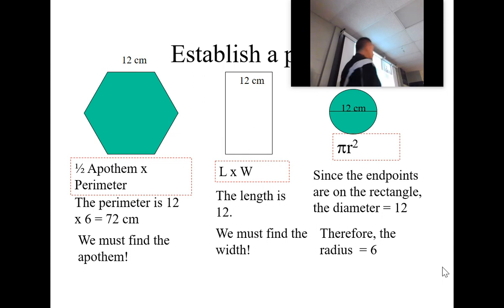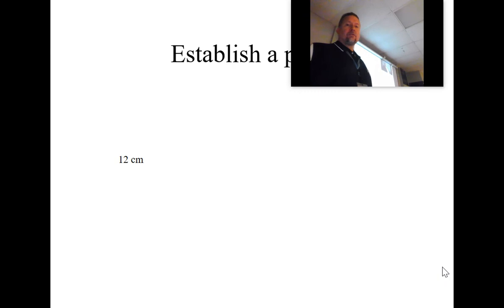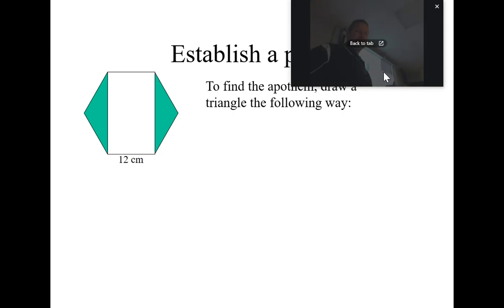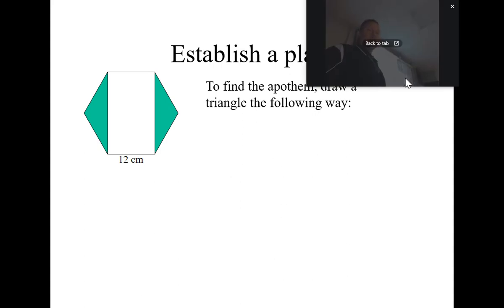I've got to do what I just showed you, how to find the area of a hexagon first. So establish a plan. We've got a 12 there. So we have to find the apothem. Okay, so we have to find the apothem.